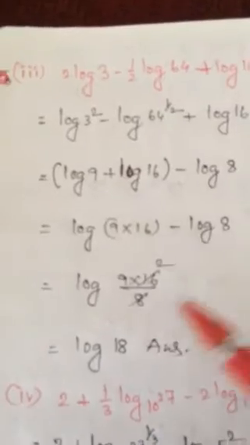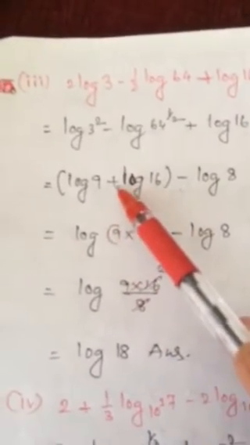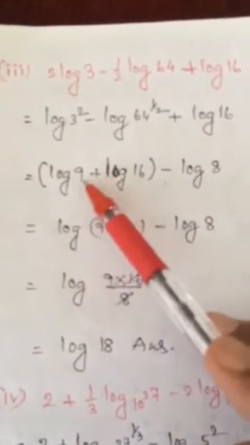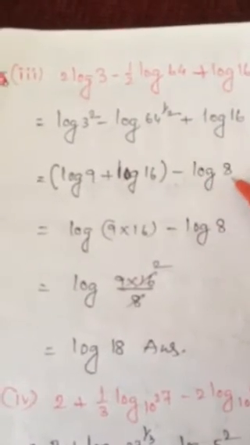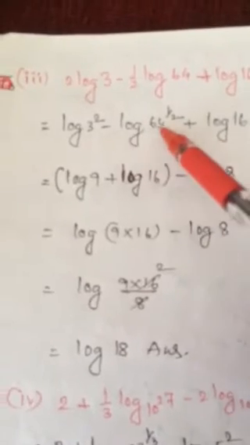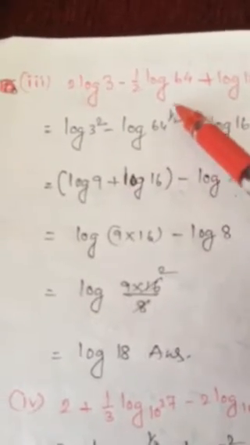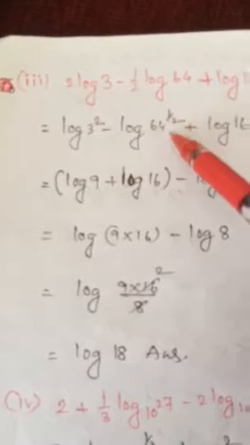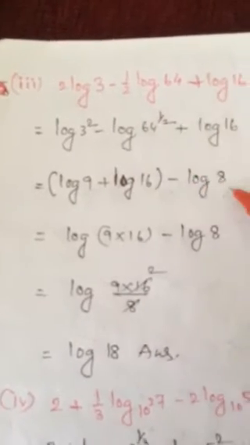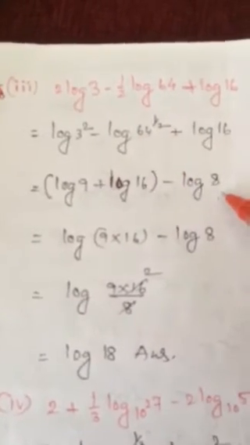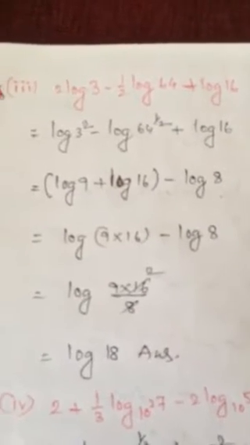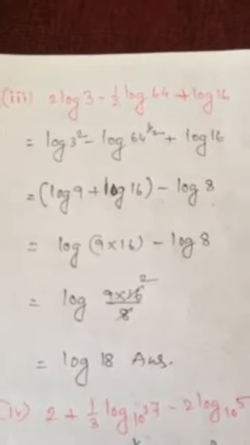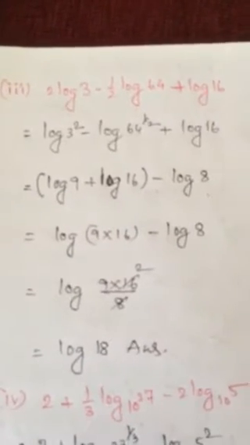So minus log 8. Now you see here, addition changes into multiplication, so log of 9 multiplied by 16, minus... how is this 8? First you have to understand: log 64 to the power half. Half means square root. Square root of 64 can be written as 64 to the power half. Square root of 64 is 8.